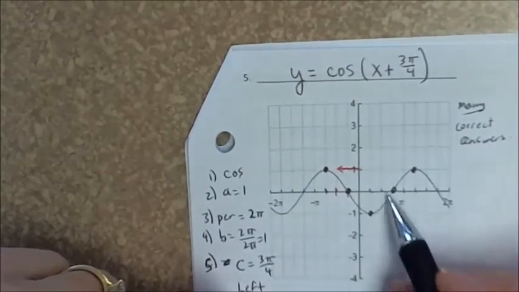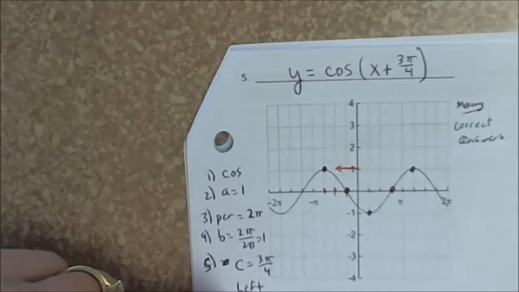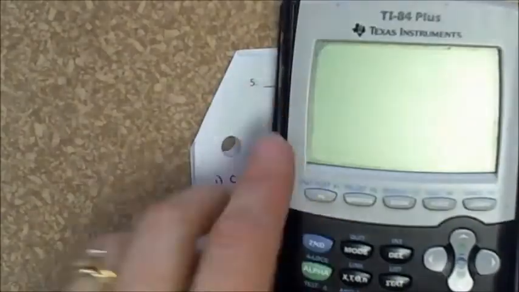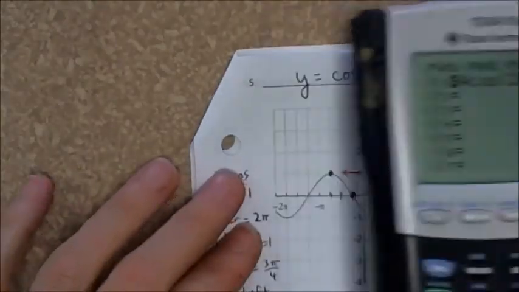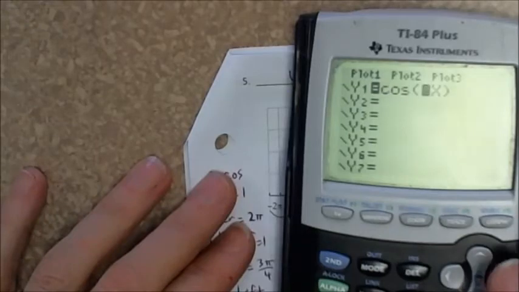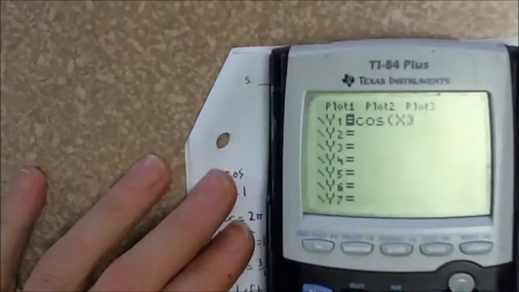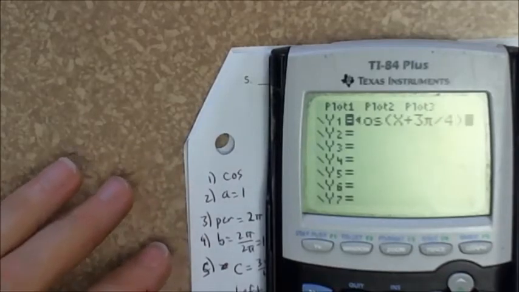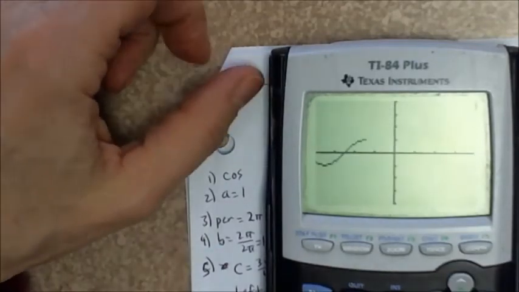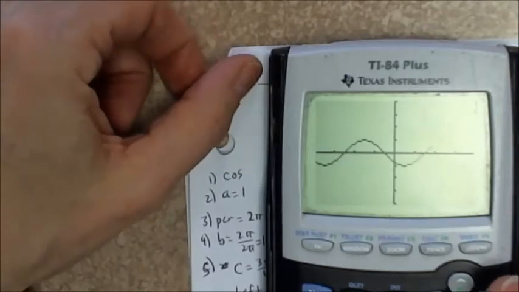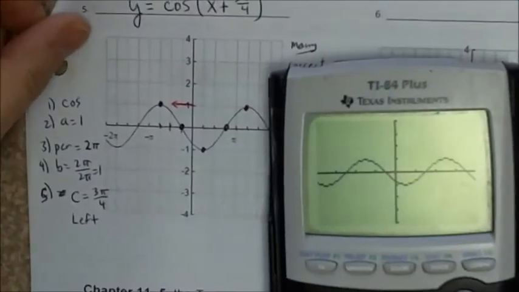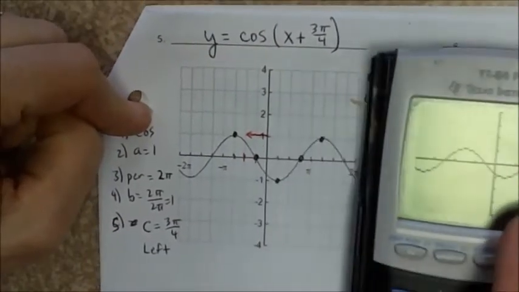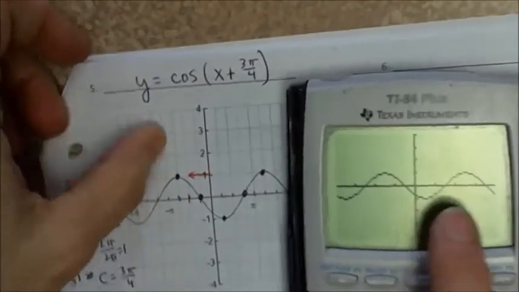You could call this a sine curve and have it shifted in another direction or another amount. Many correct answers. And if you wanted to check this out, y equals cosine of x plus 3 pi over 4. Remember, you have to be in radians mode or else this isn't going to be showing up right. And you can see that this graph looks like this graph. The lowest point is right there.